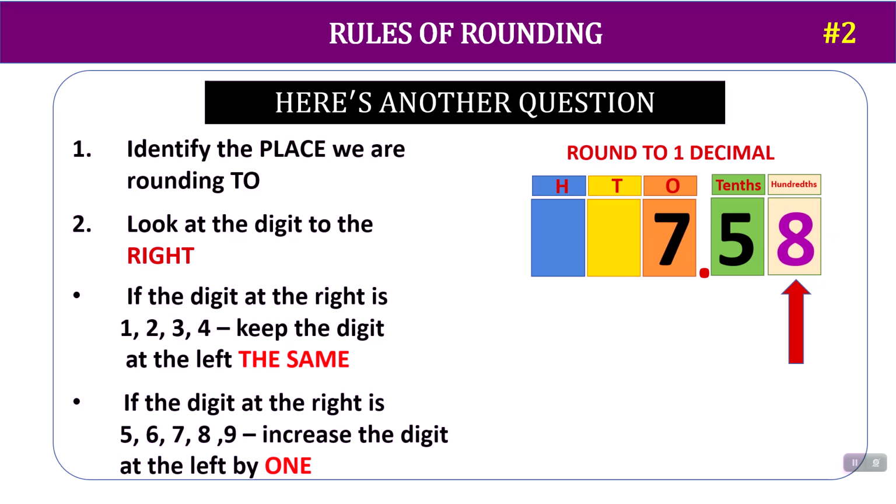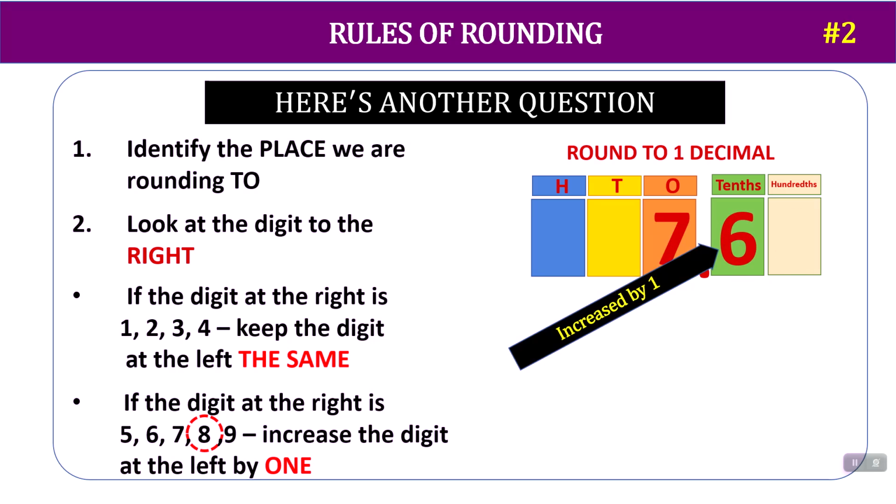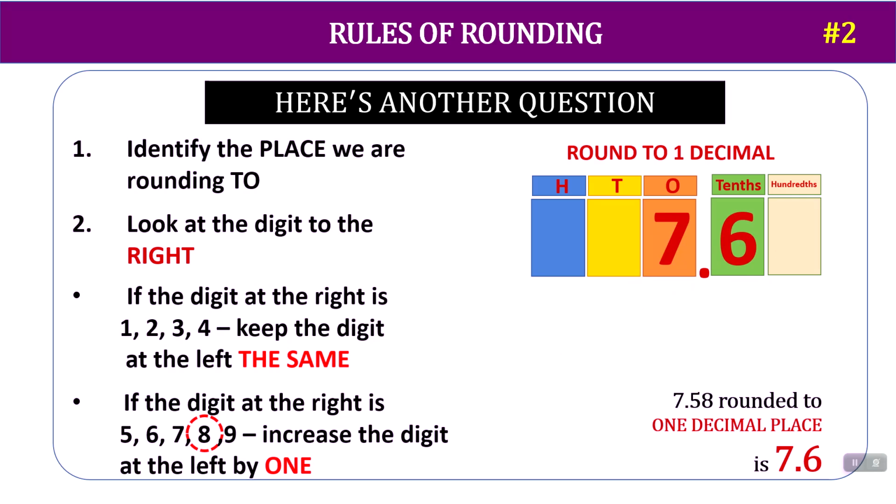And so since this is an 8, which falls here, we increase the digit at the left by 1. So instead of 7.58, we are now going to change the 5 to a 6, 7.6. That increased by 1. And so we say 7.58 rounded to one decimal place is 7.6. We see that the 8 caused the 5 in the 10th place to go up to a 6.